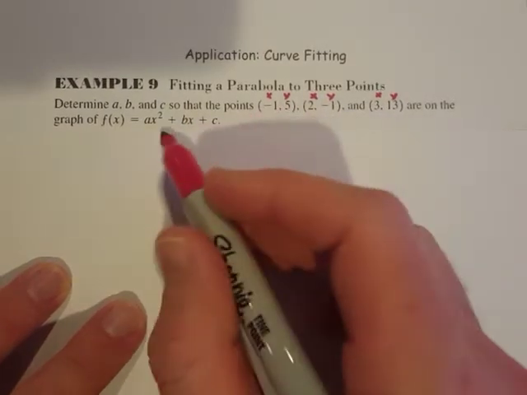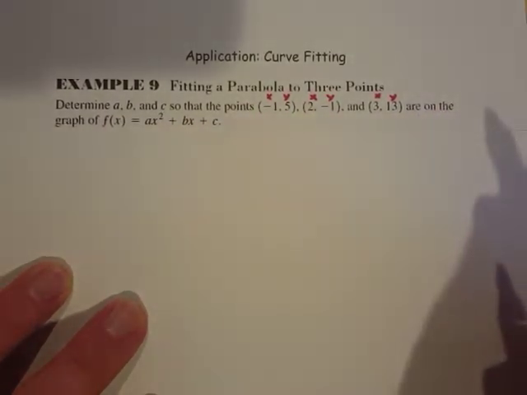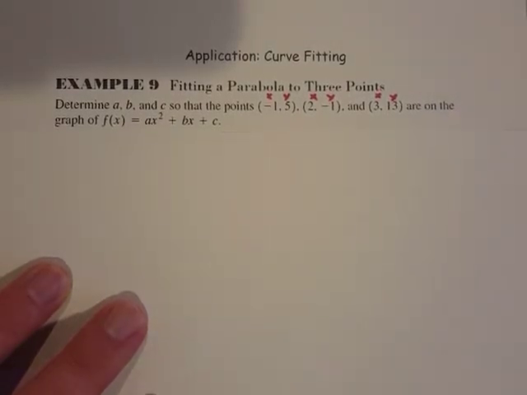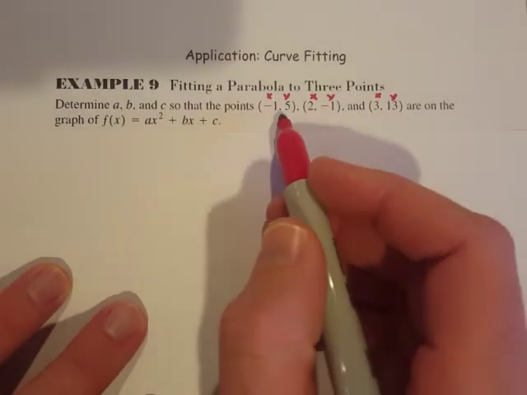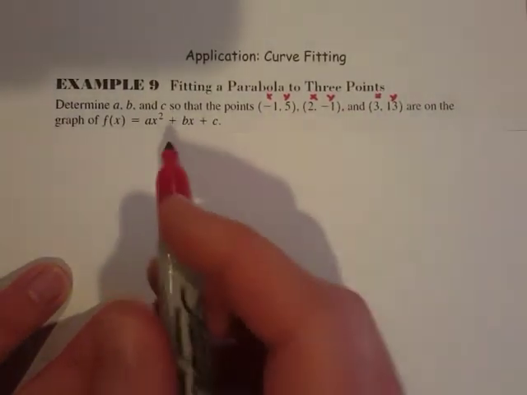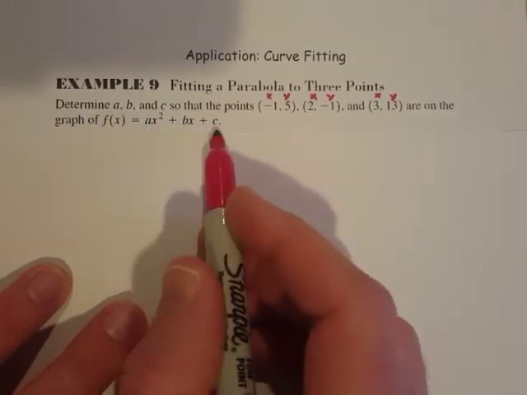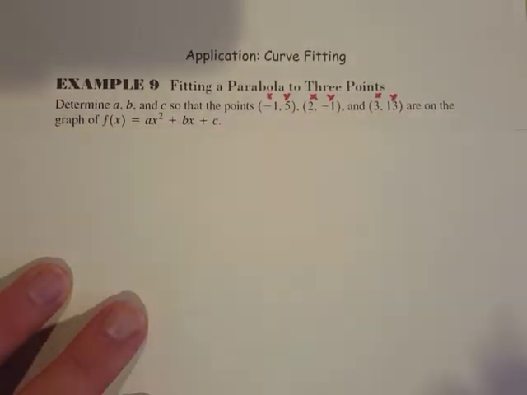We're going to make that fit exactly to these 3 points, and to do that we're going to need 3 equations, one equation for each point. So we're going to start by making an equation for each one of these points and plugging it in basically to our standard form of a quadratic.